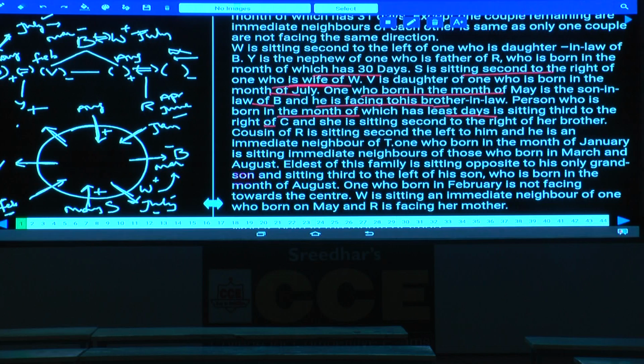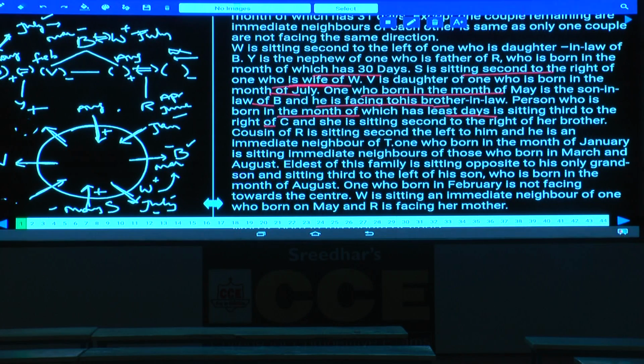As this person is facing away from the center, February cannot be here, isn't it? So February can be either at this place, the person who was born in the month of February, that is V. V can be either at this place or at this place, two possibilities, because both these persons are facing away. If V is at this place, then C must be third place. 1, 2, 3, C must be in the place of B, or C must be in the place of S, which is not possible, which implies that V cannot be at this place.